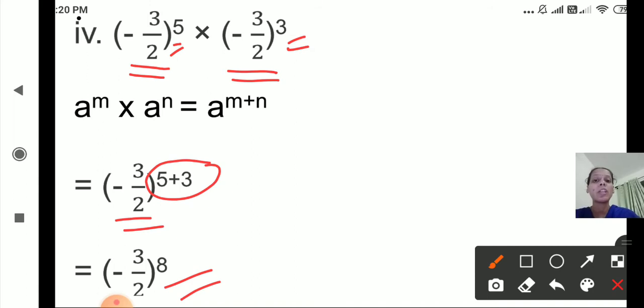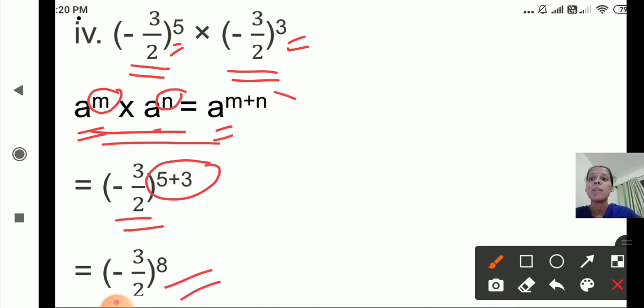Okay, base will write down as it is, only you will add the index in the multiplication. If it is multiplication, then you will add the index, and without fail you will write down this formula. See, this is the formula, a raised to m multiplied by a raised to n. Base is same, so we'll write down base, then we will add the index. Here it is m, here it is n. So m plus n will do.